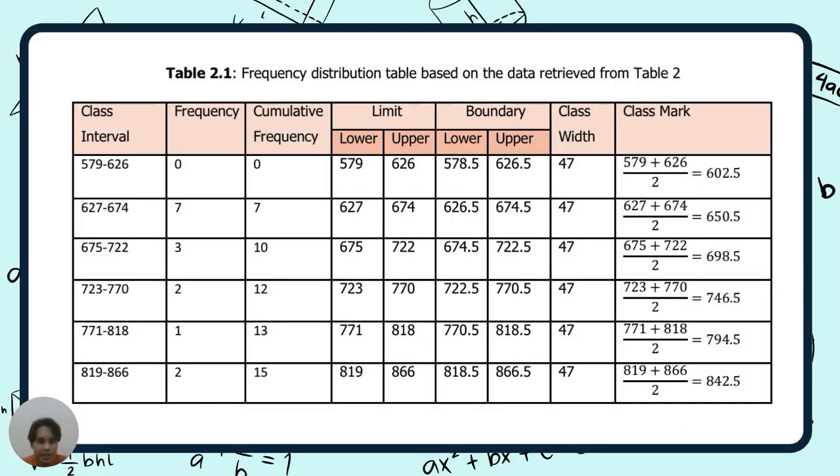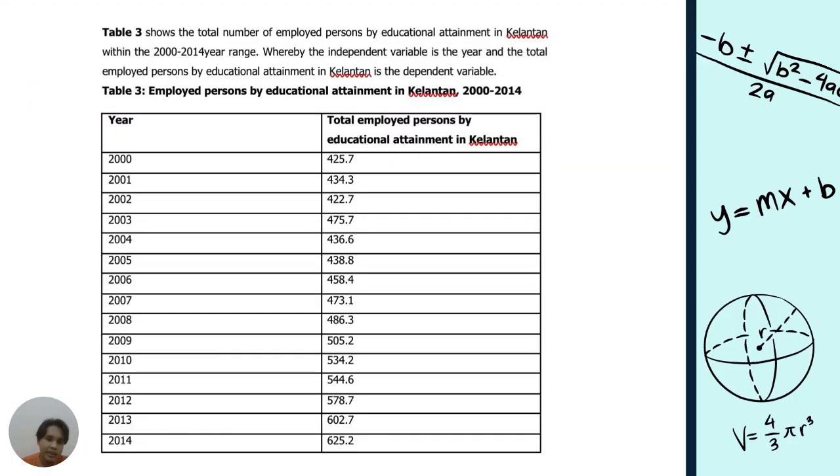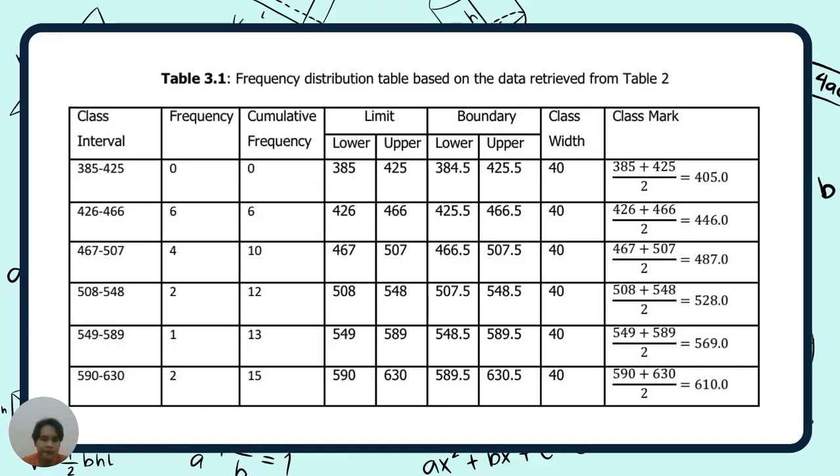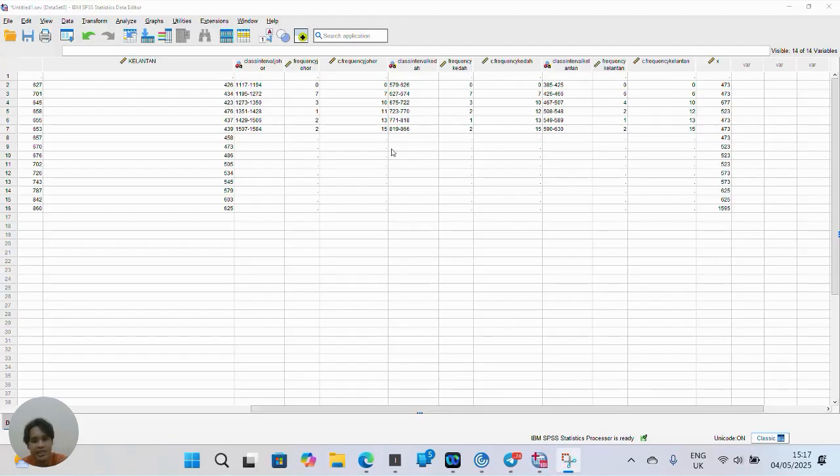This is for Kedah. This is the frequency distribution table. This is for the Kelantan part. All have at least 15 sets of data.